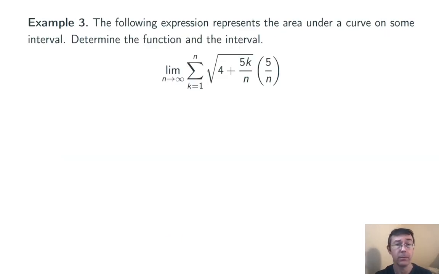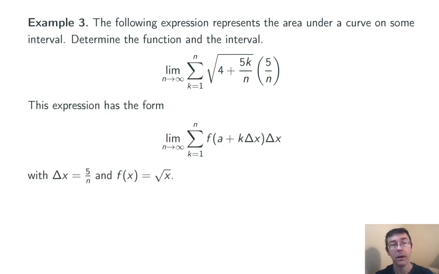One final example. The following expression represents the area under a curve on some interval. Determine the function and the interval. Limit n goes to infinity, k equals 1 to n, square root of 4 plus 5k over n times 5 over n. So right away we see this has the same form as the limit definition of the area under a graph, which, just to refresh our memory, is right here.